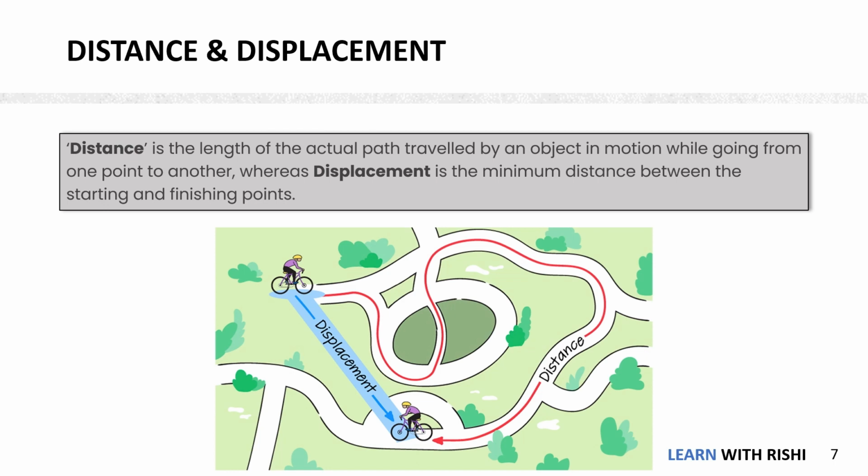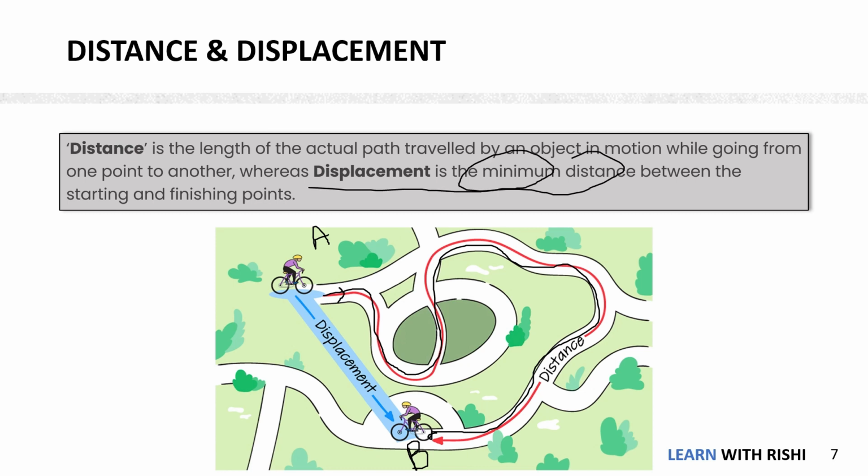Now here we have a boy who is riding a cycle, and the starting point is this. Let us name the starting point as A, and he's riding a cycle and going through this road, and finally he ends his journey here. Let us name the ending point as point B. Traveling from point A to B, he has traveled through different roads. So this red line which you can see is his traveling journey, and this is the distance he has traveled. So we'll measure from point A how much distance he has traveled. This will be the distance, but displacement is nothing but minimum distance.